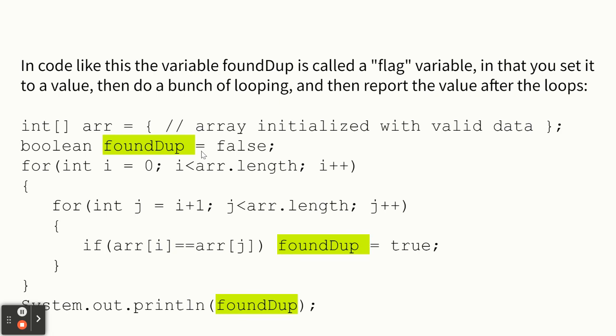It could be an integer value set to 0. And then every time you find the thing, you add 1 to that variable, and then you just check, is it still 0? If it's still 0 at the end, it means that you never found that thing. But anyway, a flag variable is what we use if we set a variable to some state, then we do a bunch of stuff, and then afterwards we check if the variable's changed.